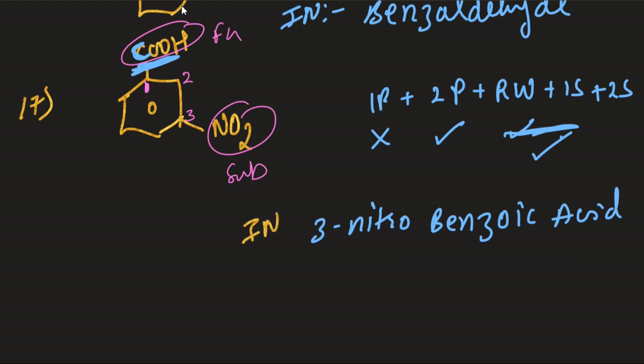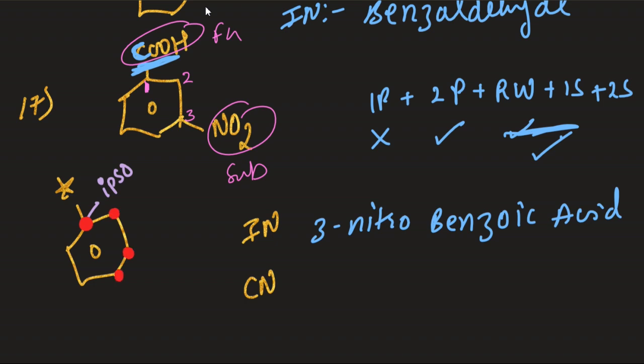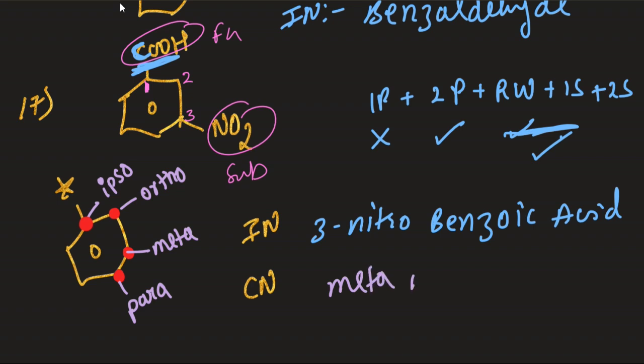Next, this is the IUPAC name. If I talk about the common name, for example, if something is attached at this position, then this is called ipso. This position you should call ipso. The point next to ipso is ortho. Next to ortho is meta. Next to meta is para. Since the nitro group is present at the meta position, what is the other name of this compound? Meta-nitrobenzoic acid.